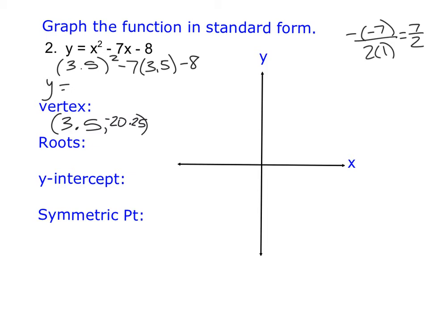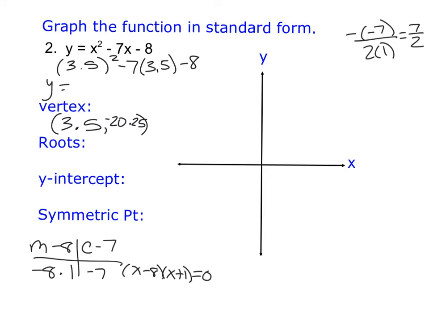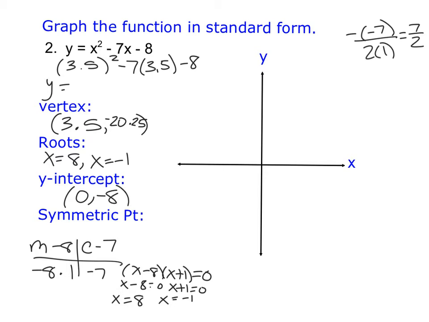All right, so roots. Roots are where we factor and solve. So we are multiplying to negative 8, combining to negative 7. 8 times 1, where the 8 is negative. So x minus 8 times x plus 1 equals 0. x minus 8 equals 0. x plus 1 equals 0. So we get x equals 8. x equals negative 1. And then our y-intercept is just where this thing crosses the y-axis, which is our c value. All right, so we'll do the symmetric point in a second.